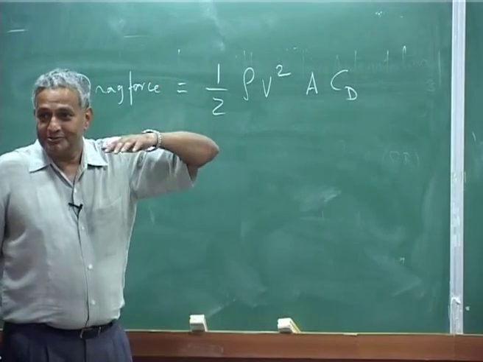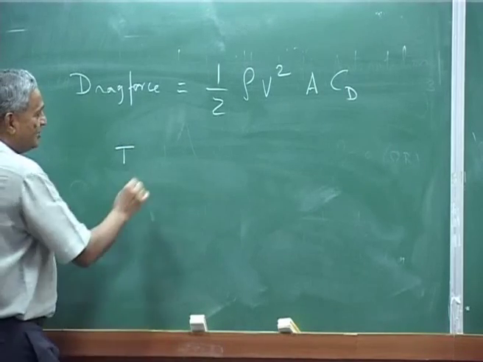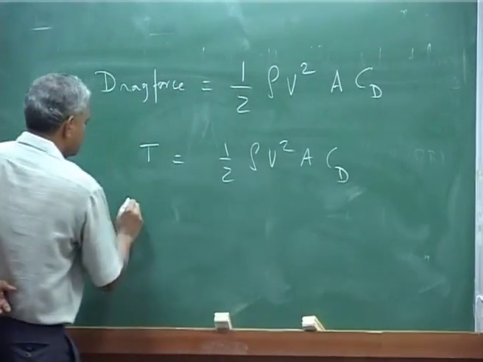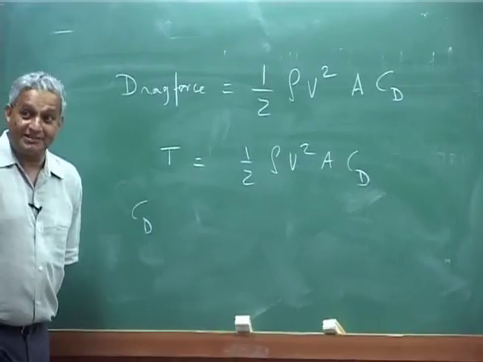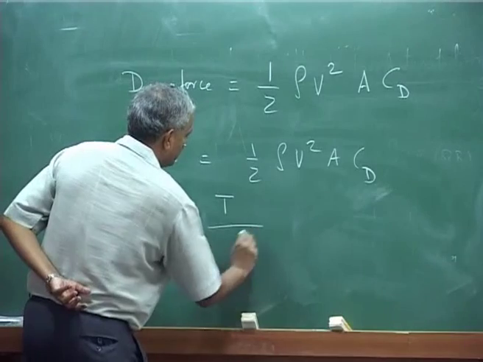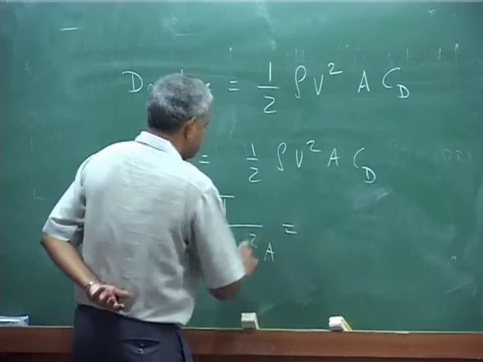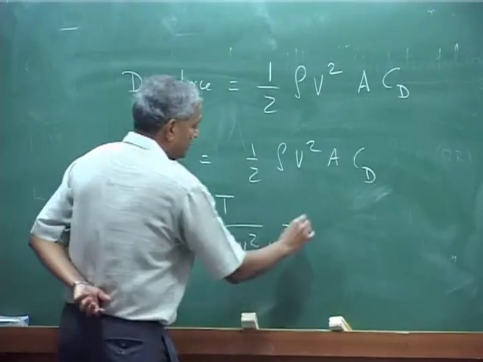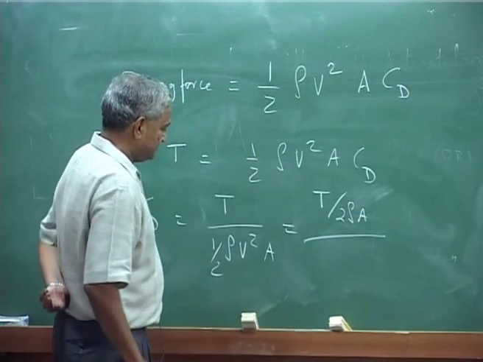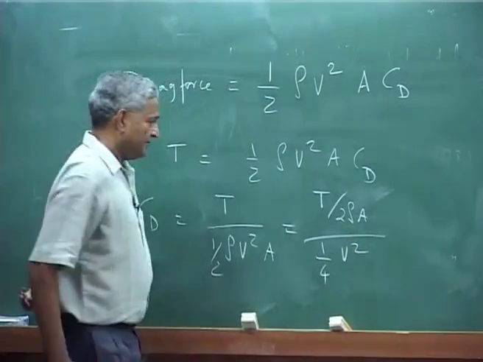Now, the rotor is coming down. So, what is the force? The force is thrust, thrust is acting. So, I will put T equals half rho V square A CD. Now, CD is, I am calculating the drag coefficient of the rotor. This is nothing but T over half rho A V square. You can write this as T over 2 rho A over 1 over 4 V square, right.